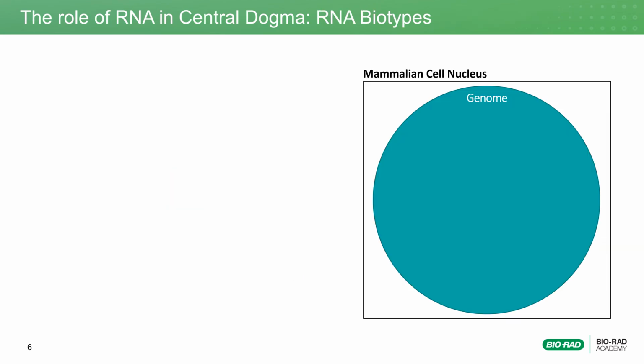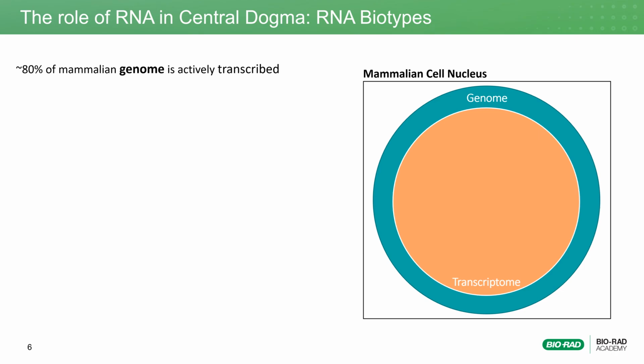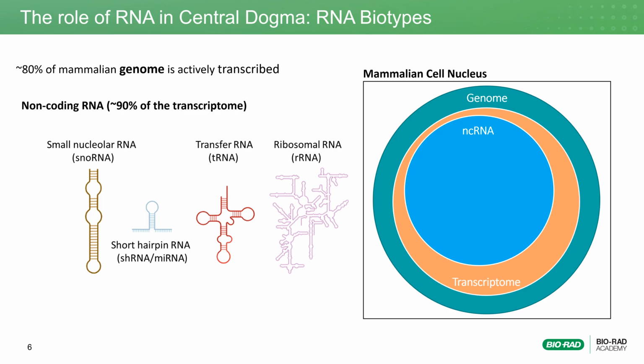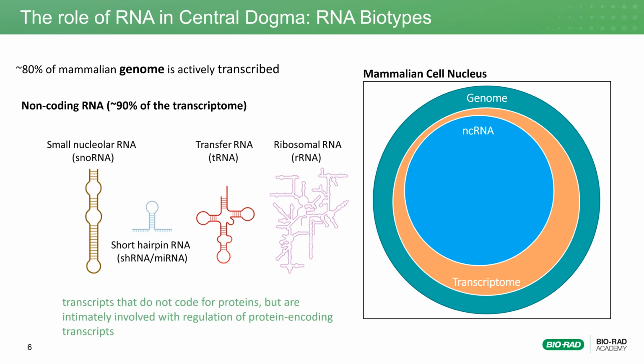In the mammalian cell, incredibly 80% of its genome is actively transcribed into the transcriptome. This statistic is powerful in its suggestion that much more of the DNA that was originally termed as junk may actually play a far more important role. Within this large library of transcripts, roughly 90% is assigned to the general RNA biotype termed non-coding RNA. As the name suggests, non-coding RNA refers to RNA transcripts that do not code for proteins, yet play pivotal roles in mediating transcription and translation.